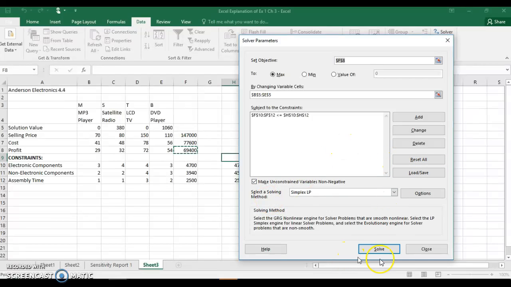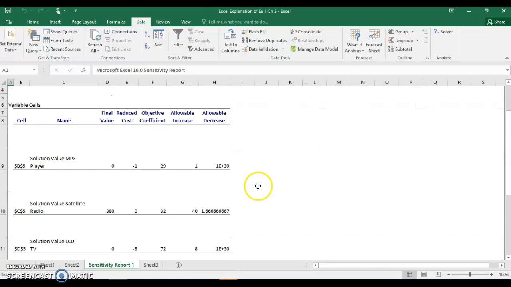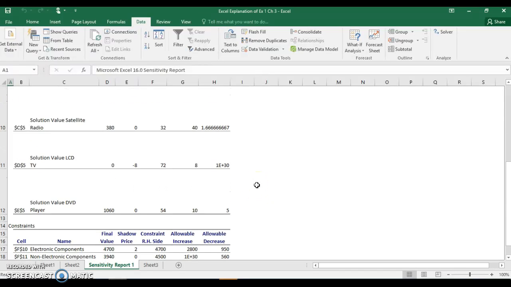Okay. I'm going to close this window out now. You'll notice here that there are 0 MP3 players and 0 LCD TVs. You would do 380 satellite radios, and you would do 1,060 DVD players. So that's what our results are. Now, there's a few questions the book poses to you, so we want to be able to answer those questions based off of this.